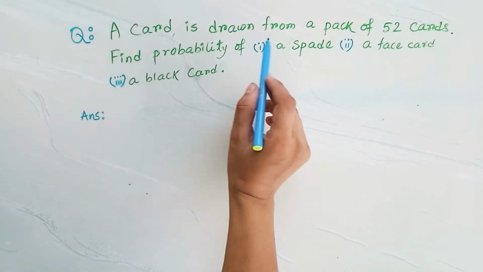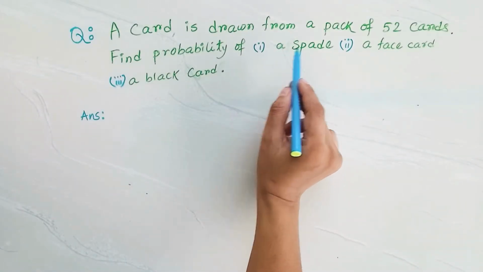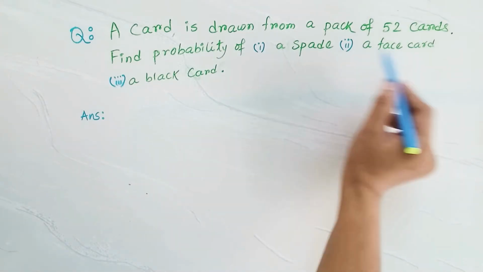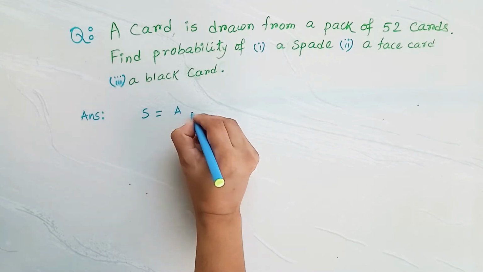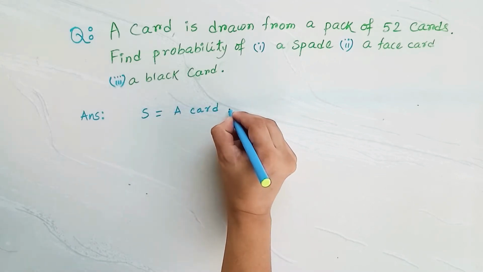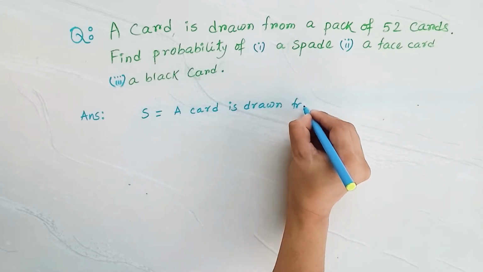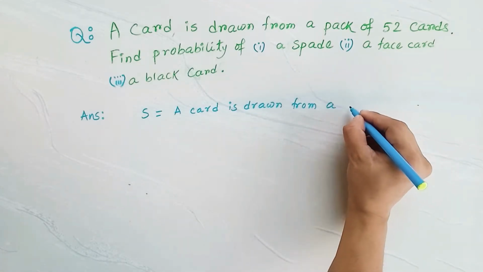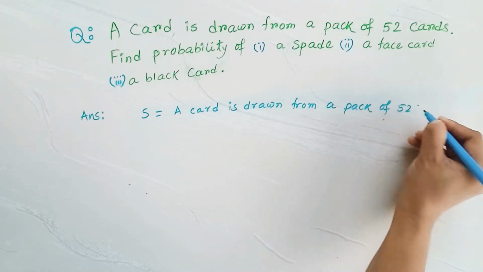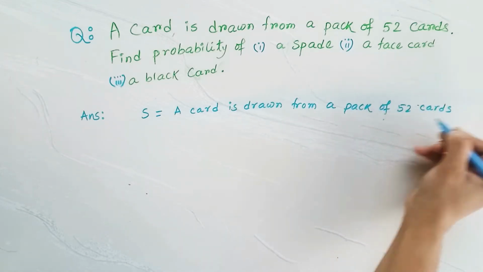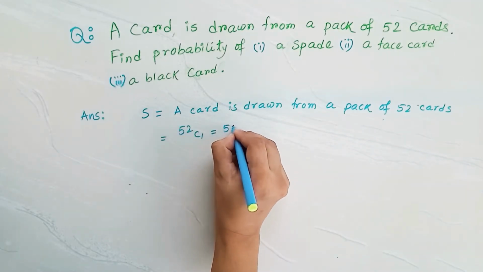A card is drawn from a pack of 52 cards. Find the probability of a spade, a face card, a black card. So here S is equal to a card is drawn from a pack of 52 cards. That means 52C1 is equal to 52.